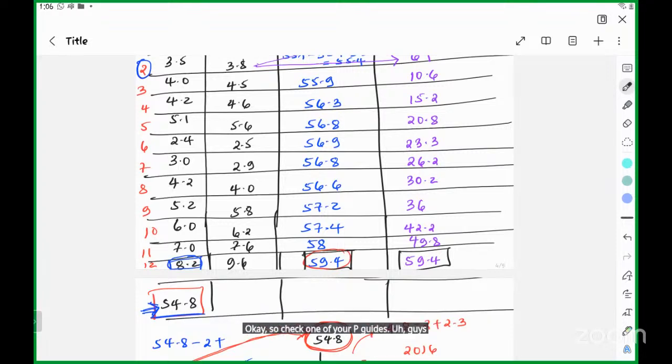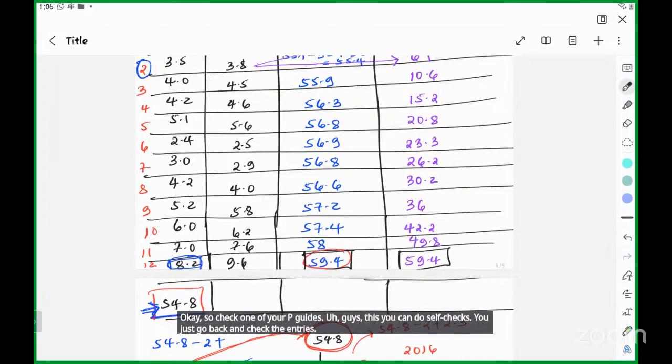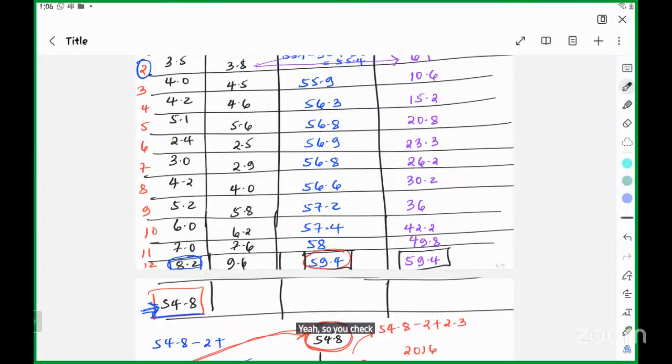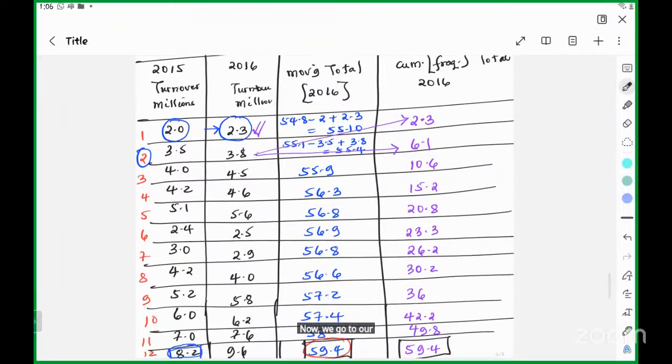Guys, these you can do self-checks. You just go back and check the entries. So you check the cumulative value, okay? It must be the total for this. Those three must be the same. Okay? Nice. Now we go to our graph.